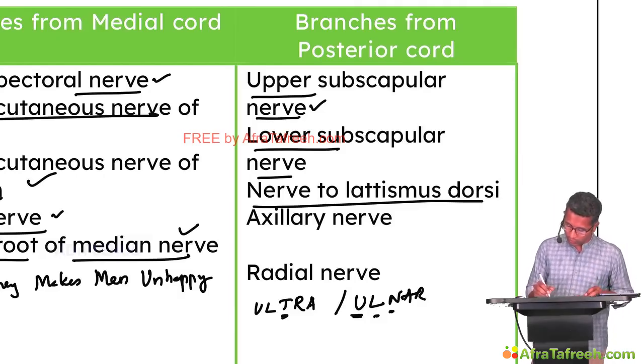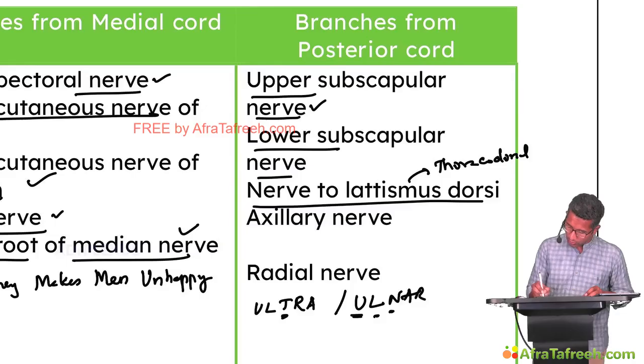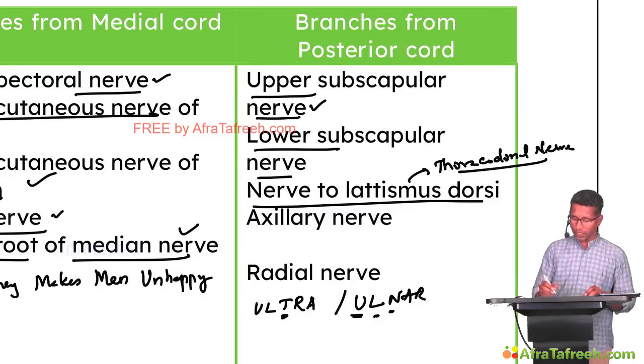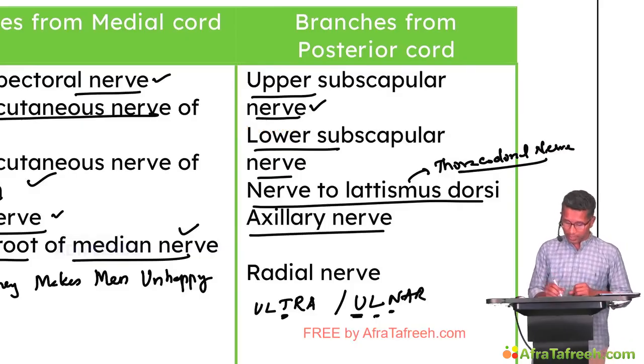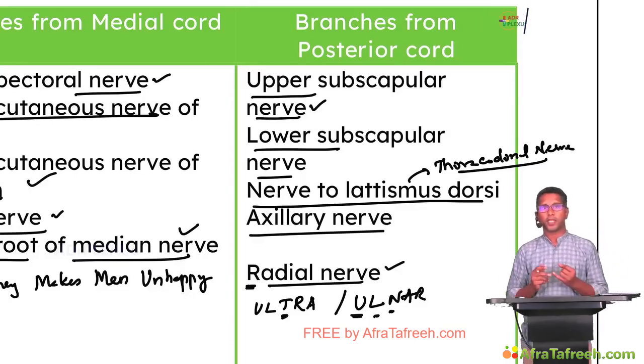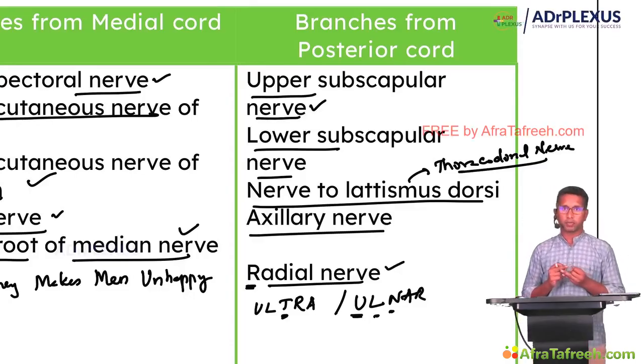Nerve to latissimus dorsi is also called the thoracodorsal nerve. And the important nerve here is the axillary nerve, and the last nerve, R, stands for radial nerve. So you got upper subscapular and lower subscapular nerves.